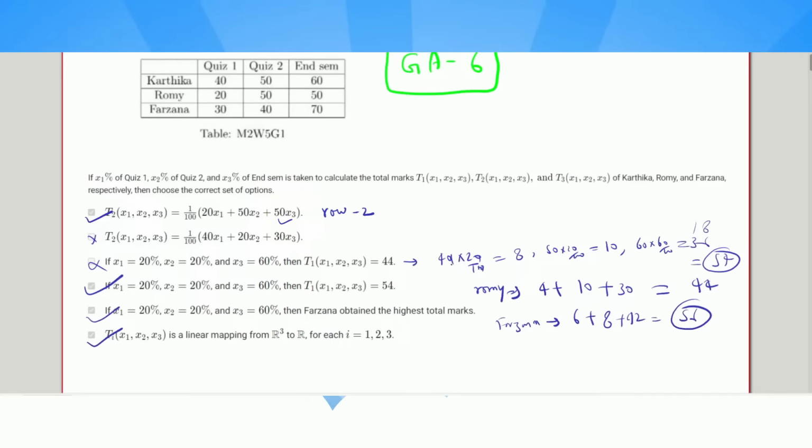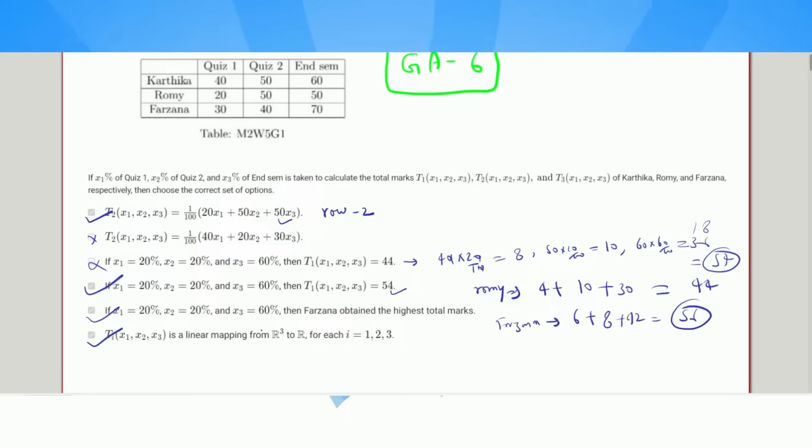So x1 is equal to 20%, मतलब क्विज 1 का 20%, यानी कि 40 का 20%, it will be 8, 50 का 20% will be 10 and 60 का 60% will be 36. Then all total will be 54. So this will be wrong and this will be right, 54.